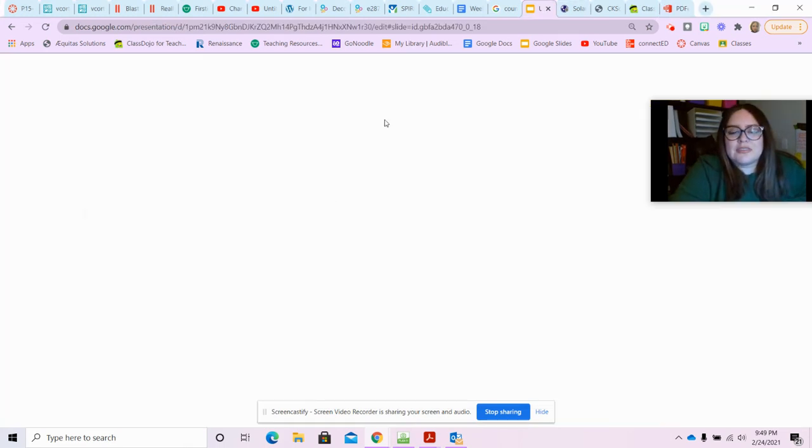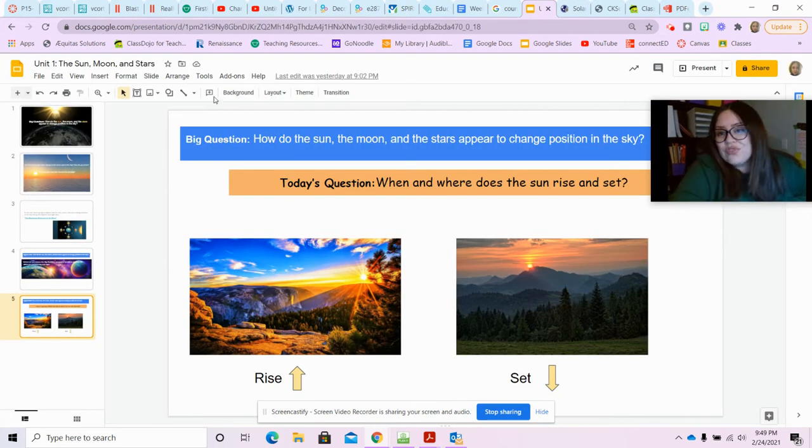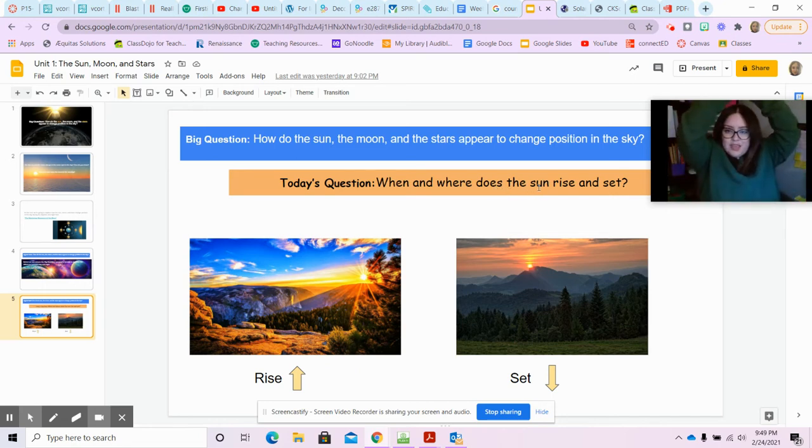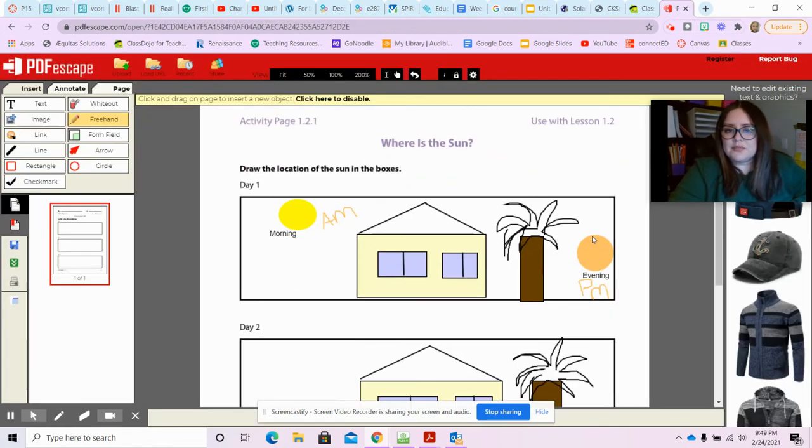We've been talking about the sun and how it moves in the sky, right? So, your big question yesterday was when and where does the sun rise? Remember, we said rise, and where does it set? So, for the next 2 days now, you're going to be observing where the sun rises, where it comes up, and where it sets, right? Rise and set. So, where does the sun rise? Where does it set? So, you got a paper that looked like this.